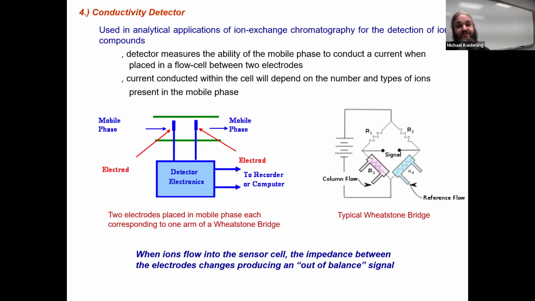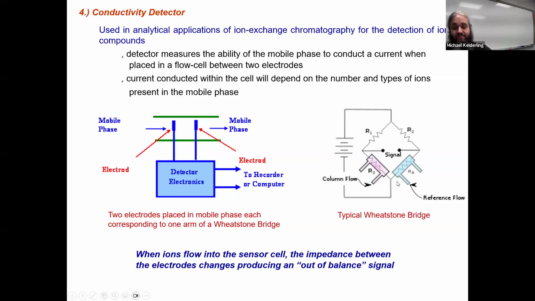A conductivity detector is useful for ion exchange chromatography, detecting ionic compounds. This uses a Wheatstone bridge. The detector measures the ability of the mobile phase to conduct a current when placed in a flow cell between two electrodes, and the current conducted within the cell will depend on the number and types of ions present in the mobile phase. So, R1 and R2 are just resistors. R3 and R4 are, the resistor is the sample cell.